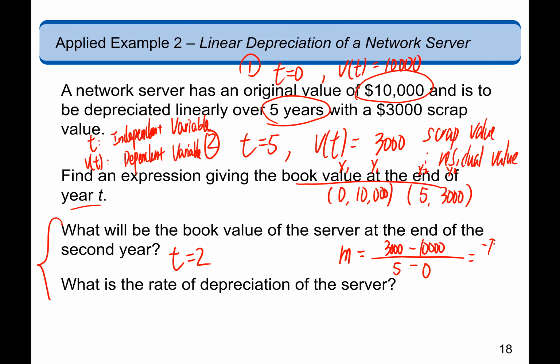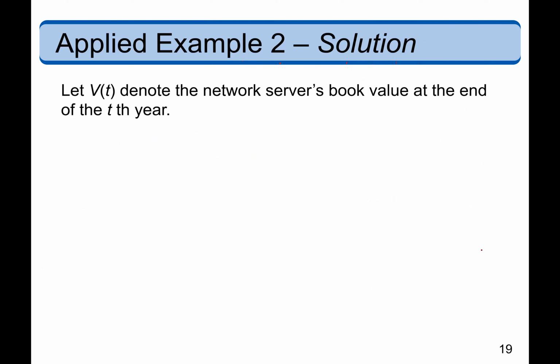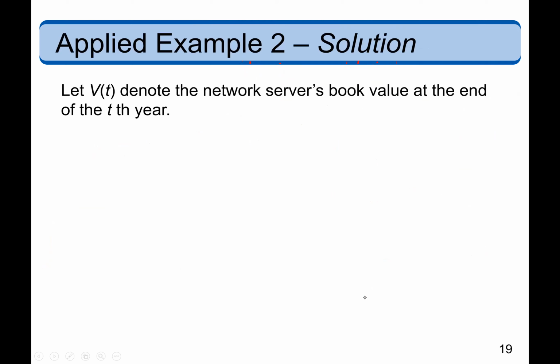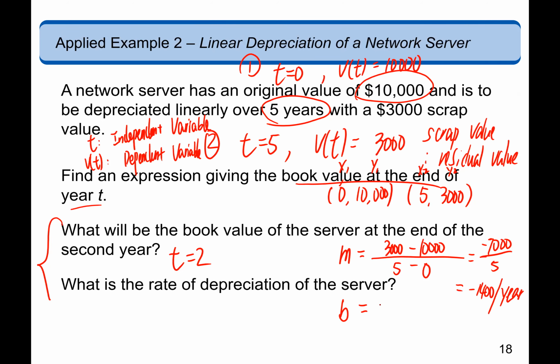This is negative 7,000 over 5. And this turned out to be negative 1,400. The meaning of this is the value of the server will go down $1,400 per year. Okay. And this is the interpretation of the slope. And we know that the y-intercept, b, when x equals 0, is 10,000, meaning the initial value of the server is $10,000.